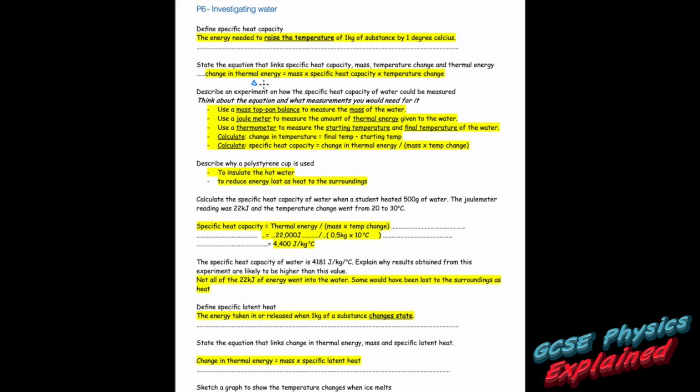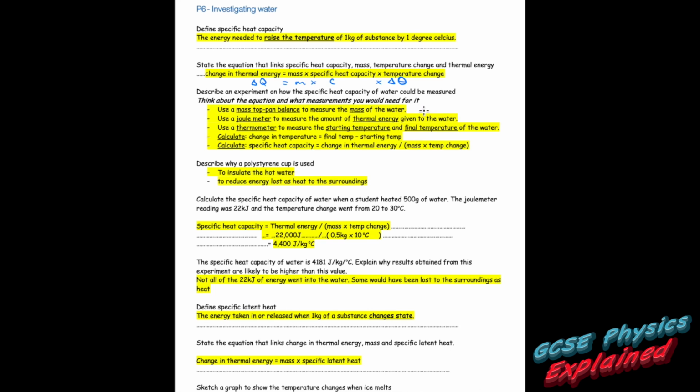So that would be delta Q equals M times by C times by delta theta. Or if you do AQA, I think they say delta T. Delta just means change in. Describe an experiment on how the specific heat capacity of water could be measured. Think about the equation and what measurements you would need for it.